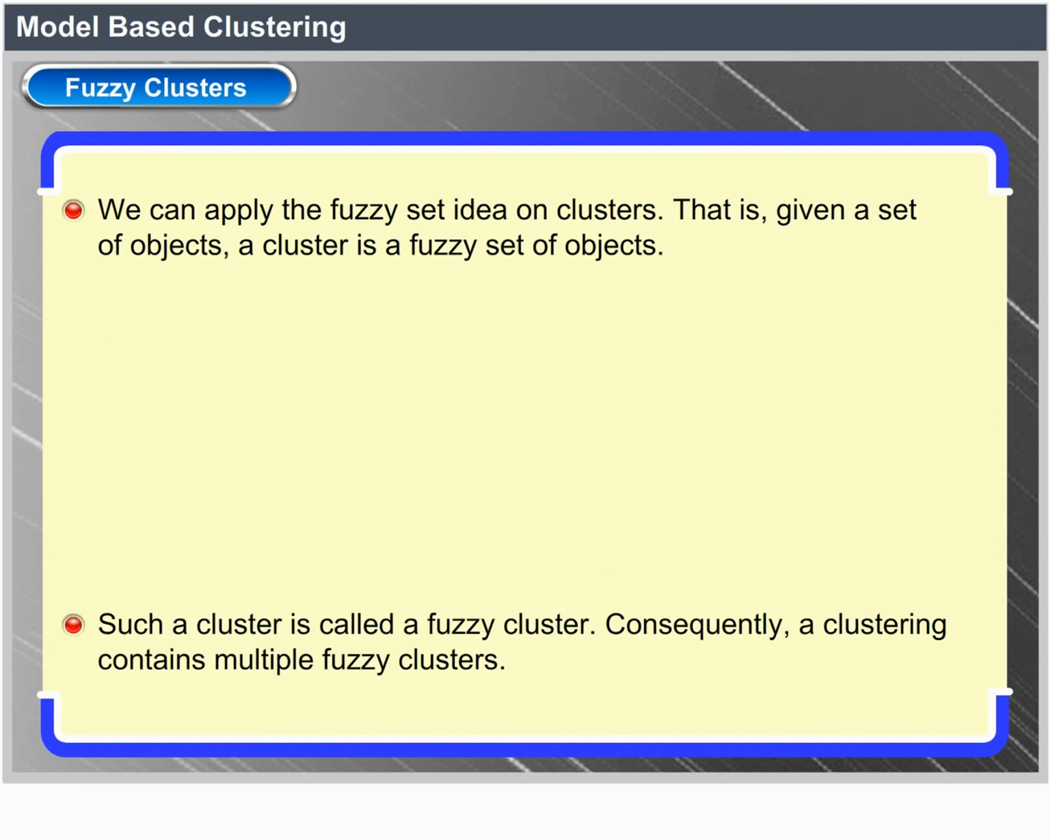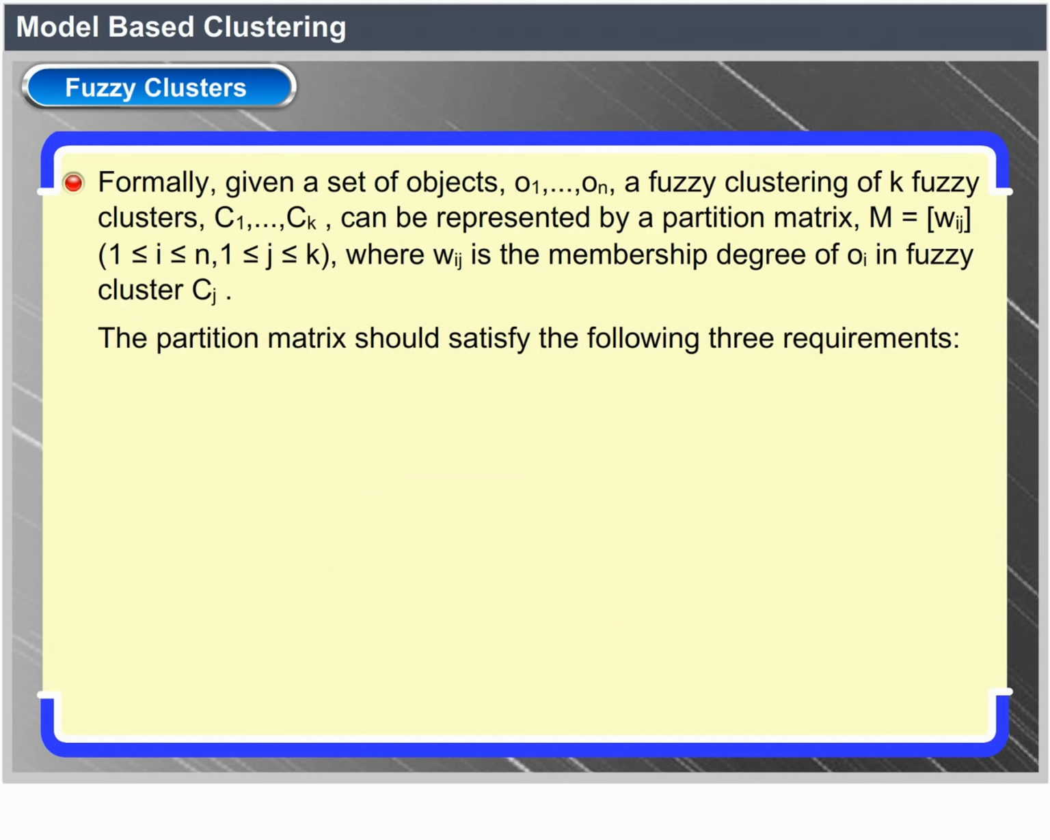Formally, given a set of objects O1 going up to On, a fuzzy clustering of k fuzzy clusters, C1 going up to Ck, can be represented using a partition matrix M equals [Wij], with i lying between 1 and n, j lying between 1 and k, where Wij is the membership degree of Oi in fuzzy cluster Cj. The partition matrix should satisfy the following three requirements.